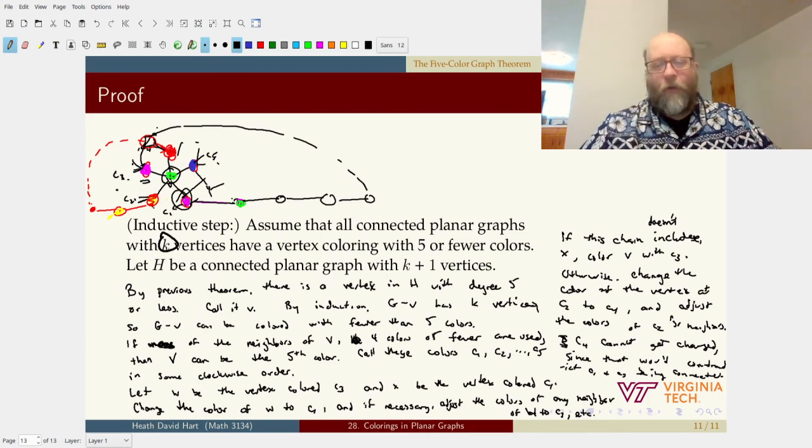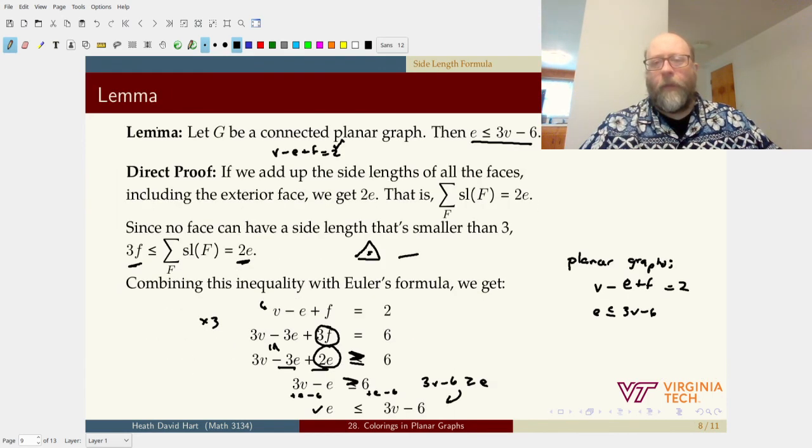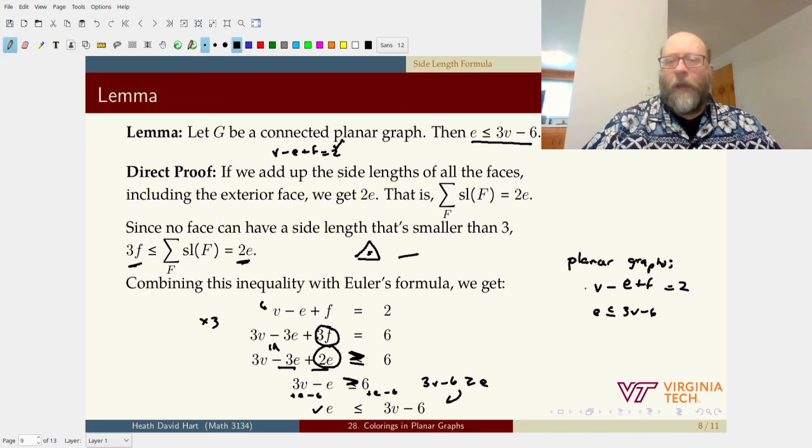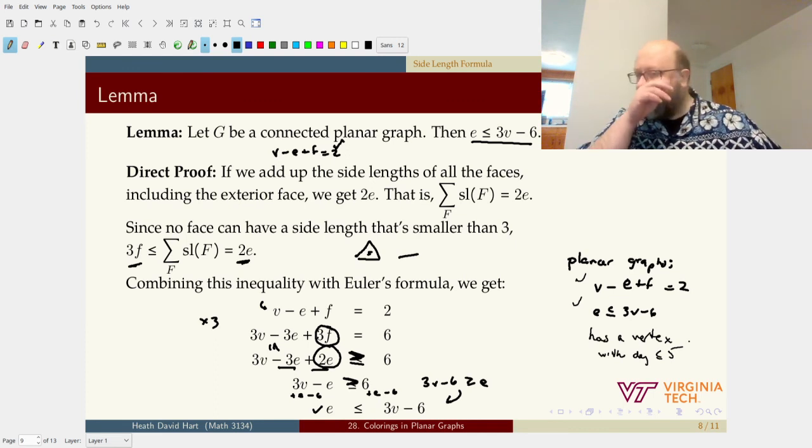Every connected planar graph satisfies this result and has a vertex with degree less than or equal to 5. Good.